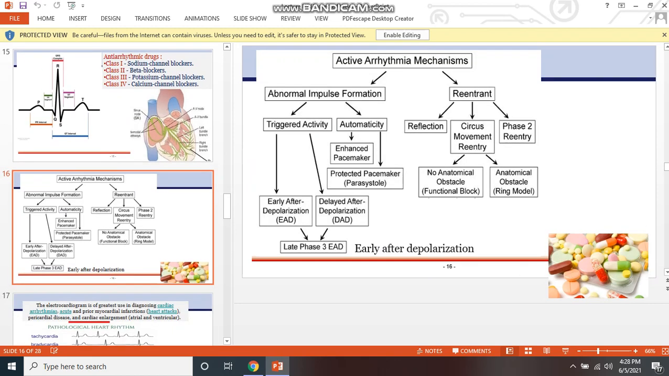Arrhythmia mechanisms: abnormal impulse formation and reentry. In abnormal impulse formation, there are two types: triggered activity and automaticity. Triggered activity is divided into early afterdepolarization and delayed afterdepolarization. Automaticity includes enhanced normal pacemaker and abnormal pacemaker. Reentry is divided into three parts: reflection, circus movement, and phase 2 reentry. Circus movement is divided into two parts: anatomical and non-anatomical obstacle.